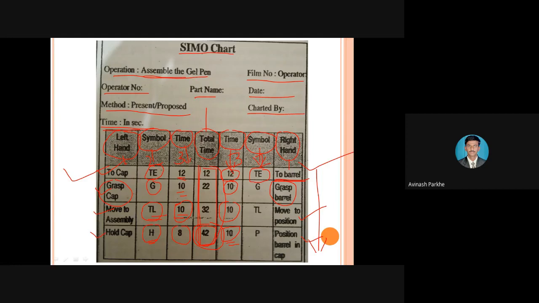Okay, so please keep in mind, whatever the repetitive movements are taking place during the assembly of the gel pen, those repetitive movements are represented by using this particular SIMO chart. In addition to that, whatever the time required for the left hand and time required for the right hand, that timing is also represented by using this particular chart. In addition, whatever the movements we are performing, maybe left hand and right hand, all the movements can be represented by using one of the symbols.